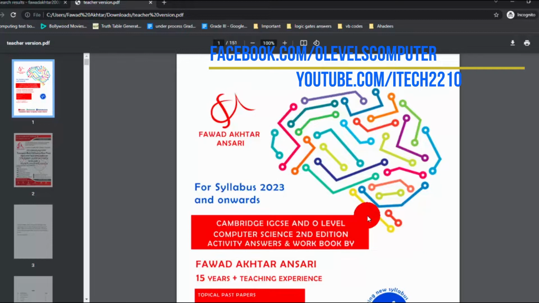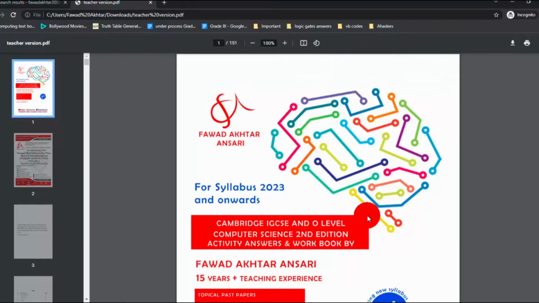Before going further, I must inform the students that before solving this workbook, they must study their course book along with the syllabus. If they study their course book and their syllabus, then they will be able to solve this workbook, right? So this is the cover page.